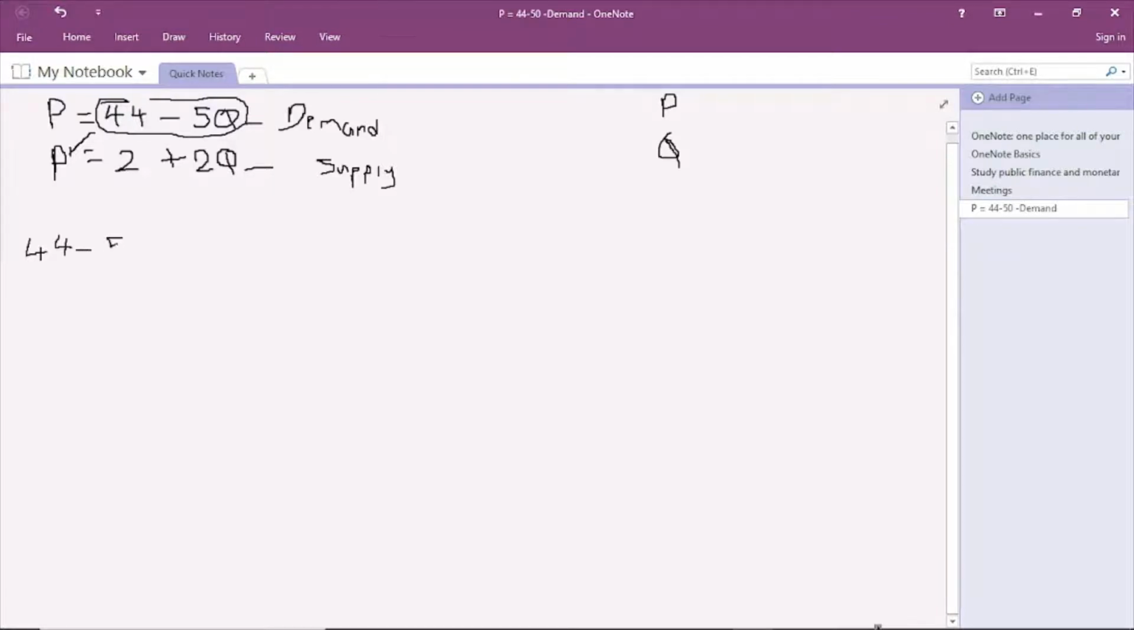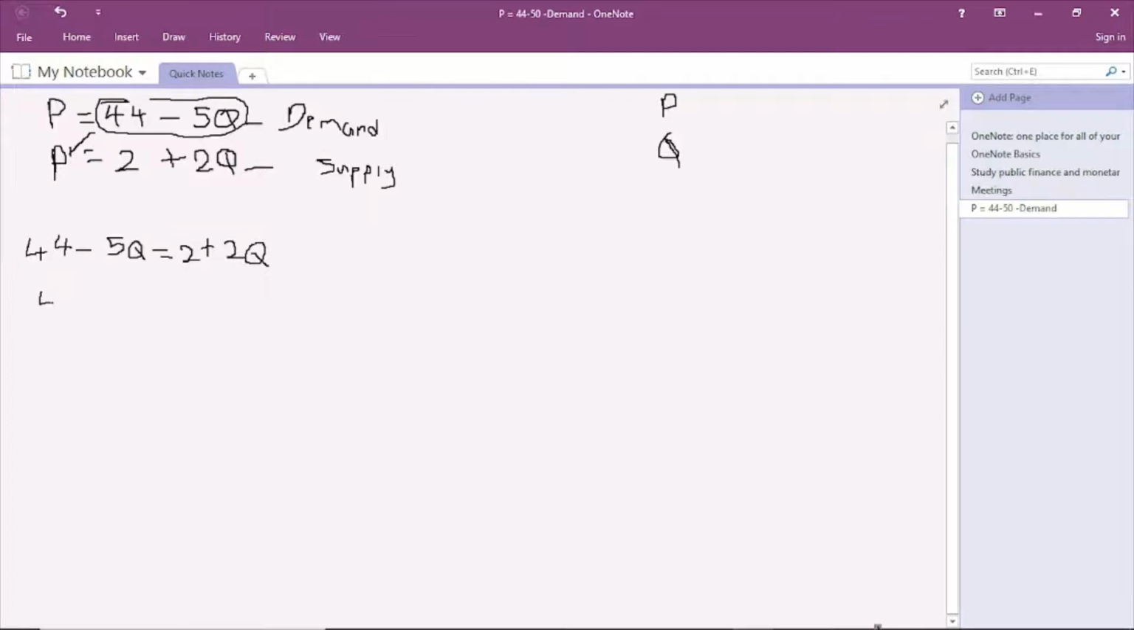minus 5Q is equal to 2 plus Q. So now it's easier for us to find. What we're going to do, we are going to find Q.